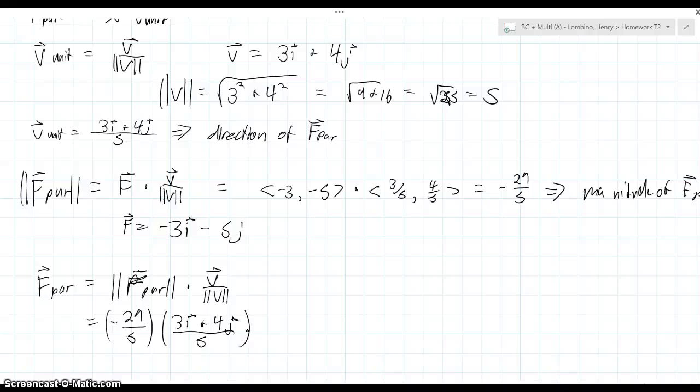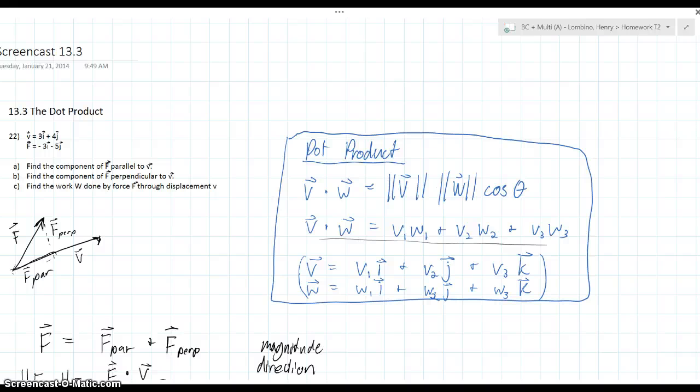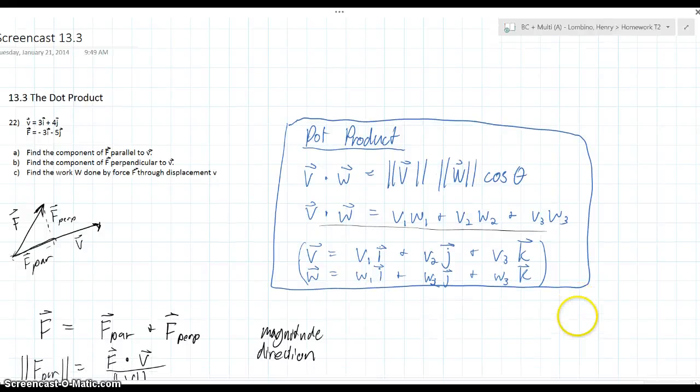Now we found both the magnitude and the direction of f par, and thus we were able to put it all together. All right, so now on to B. So now we're going to find B, which is we have to find the component of f perpendicular to v. And you might think, oh man, we have to go through that whole process all over again. Oh, how horrible. No, actually, we don't, because if you notice right here, we can solve for f perp. We have this equation right here to solve for that.